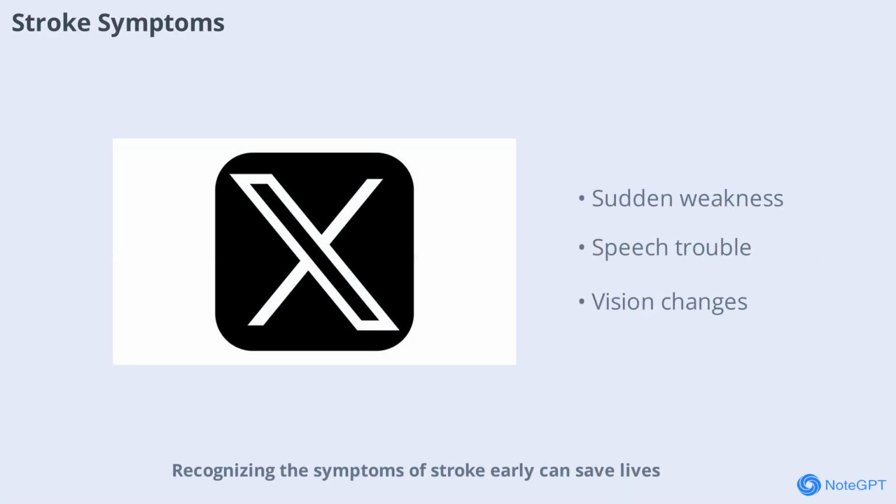Recognizing the symptoms of stroke early can save lives. Common symptoms include sudden numbness or weakness, especially on one side of the body, confusion, trouble speaking or understanding speech, vision problems, severe headache, dizziness, loss of balance, and difficulty walking. Some patients may also experience nausea, vomiting, seizures, or loss of consciousness. If you notice any of these signs, seek emergency medical help immediately.